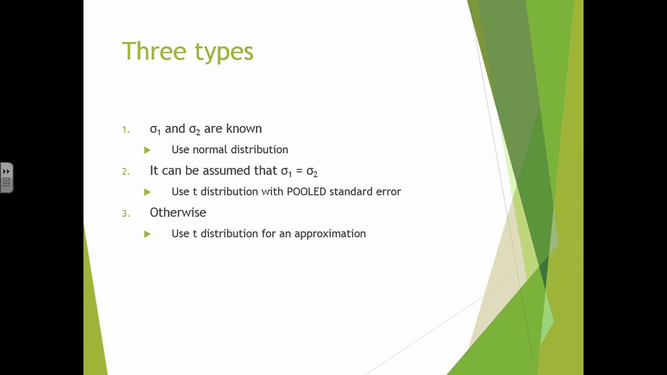On Minitab, there is a place to check the box, say assume equal variances or standard deviations, or do not. So you only check the box to use the pooled or to assume equal variances if you know for a fact that they are equal to each other. Either you're told they're equal to each other or you've tested them to see that they're equal to each other.